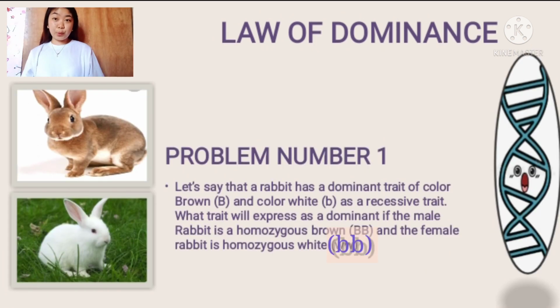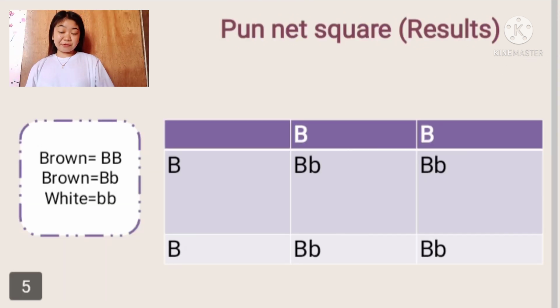Now, problem number 1: let's say that a rabbit has a dominant trait of color brown, represented by a capital letter B, and color white, represented by a small letter b, as a recessive trait. The question is, what trait will be expressed as dominant, if the male rabbit is homozygous brown, both represented by a capital letter B, and the female rabbit is homozygous white, both represented by a small letter b? After we analyze the problem, we are going to cross by using a Punnett square.